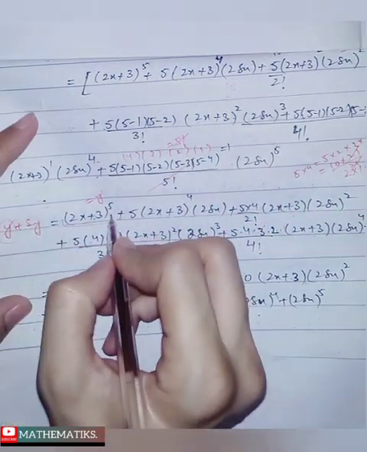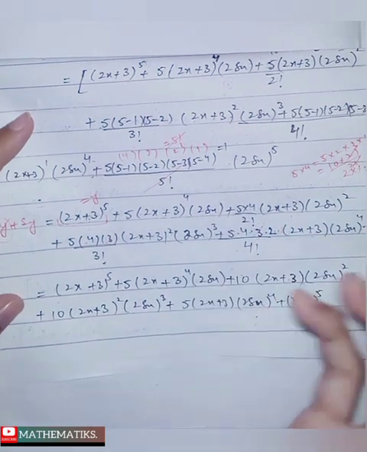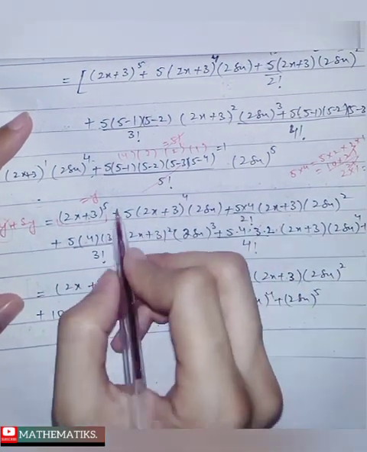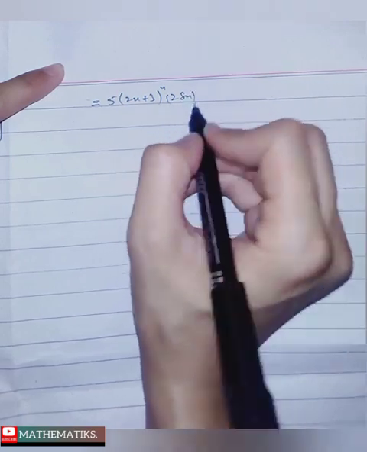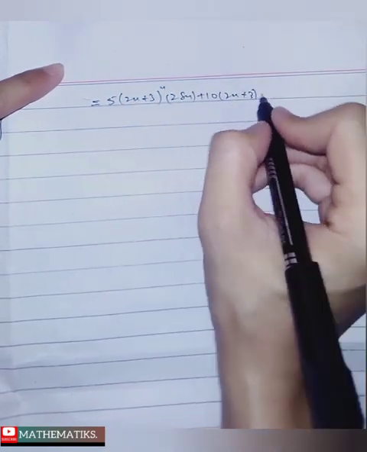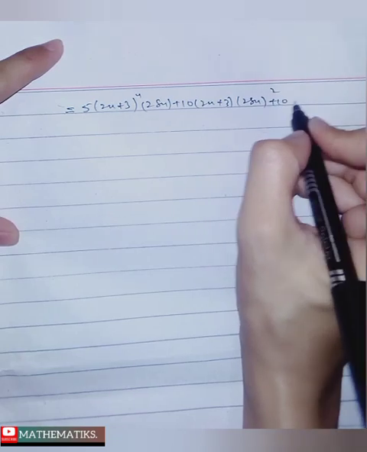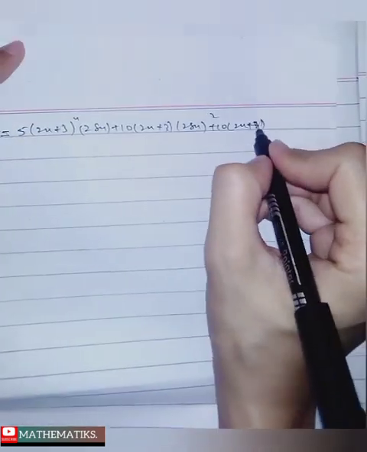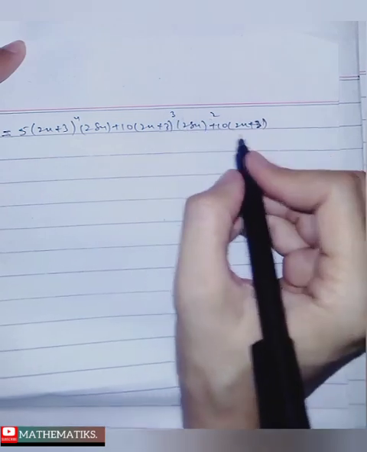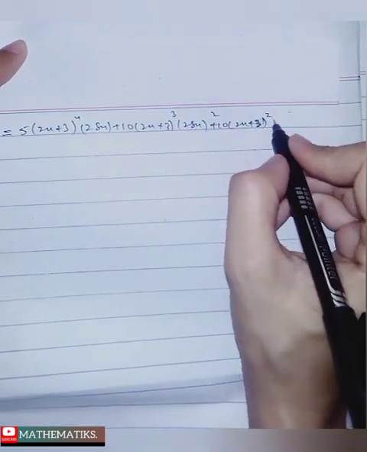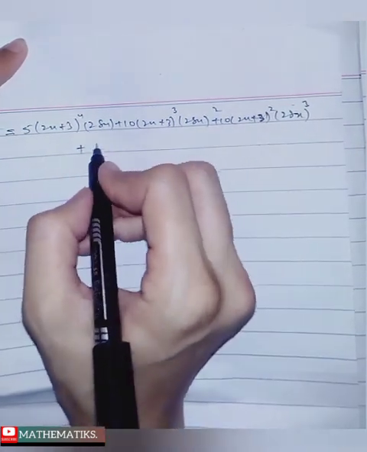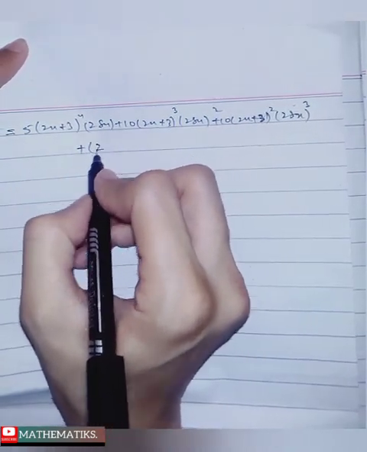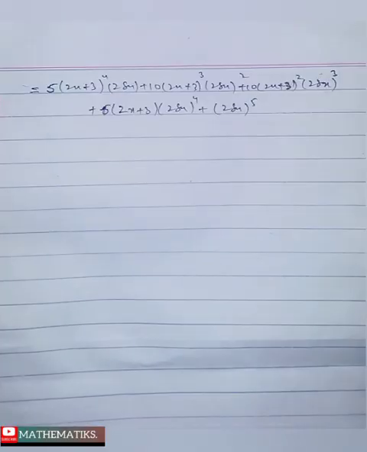So this factor is excluded from here by following our step that we have to subtract y from both sides. So our remaining factor is this. We are going to write this on our next page, which is equal to 5 into (2x plus 3) whole power 4, 2 partial x, plus 10 into (2x plus 3) whole power 3, 2 partial x whole square, plus 10 into (2x plus 3) whole square... sorry, here we can write 3. So this is 2 partial x whole power 3 plus... sorry, here is 5.